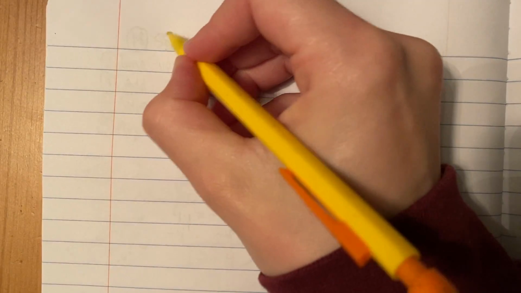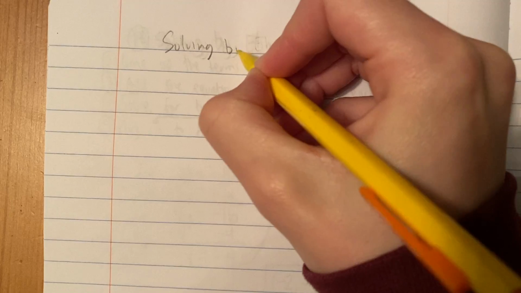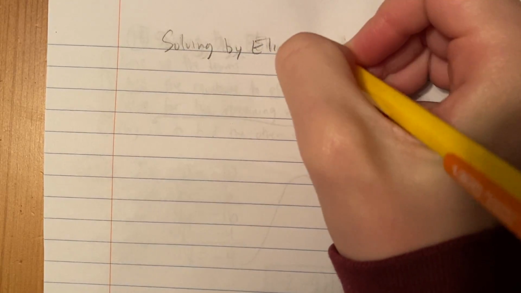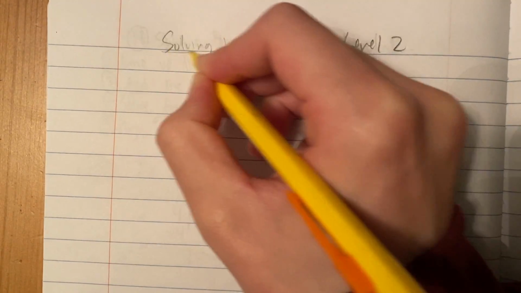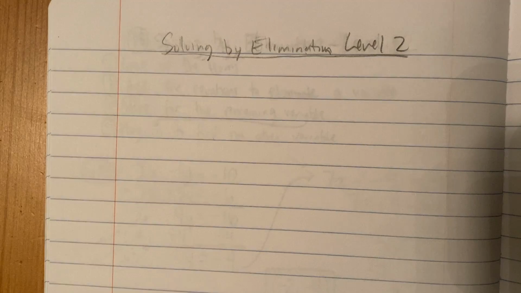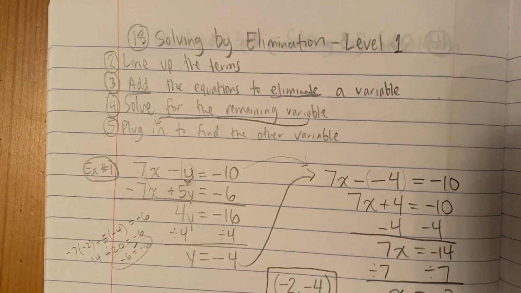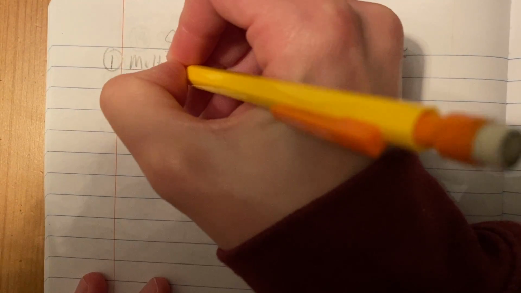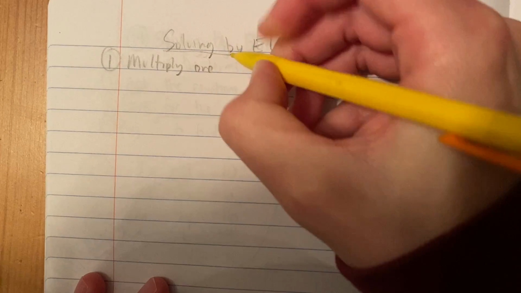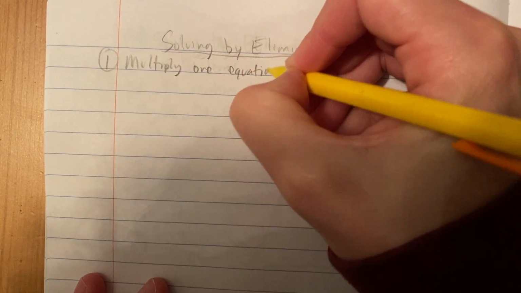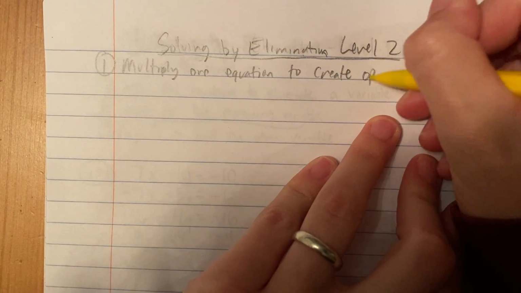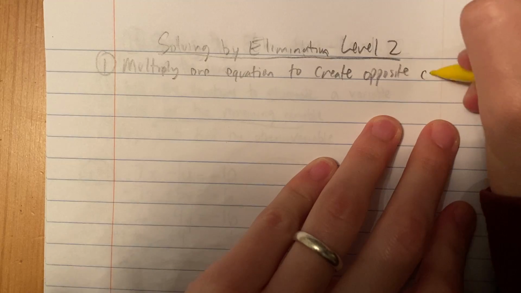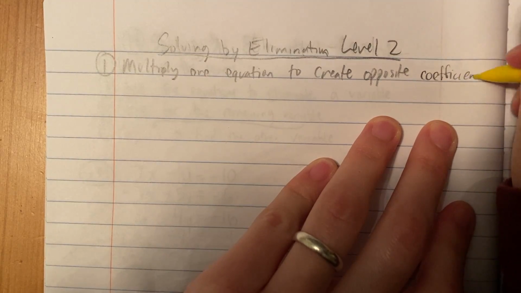All right, so here, we're still solving by elimination. And now we are on level 2. I'm going to keep the steps from level 1, but I'm going to add step 1: Multiply one equation to create, what am I creating? Opposite coefficients. What does this mean?